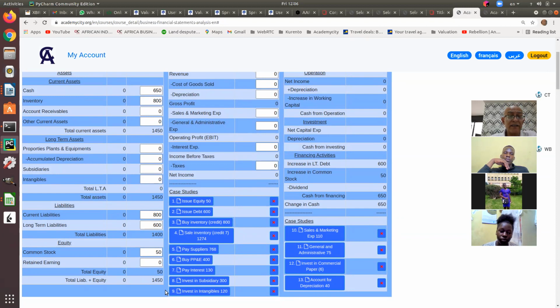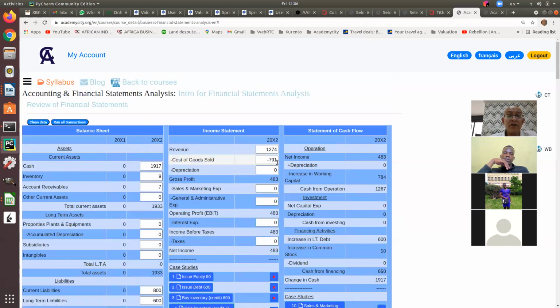Therefore, total liability plus equity will equal 1450. Accounting identity remains. Next, the hard transaction. We sell some of the inventory. We sold it for $12.74, but we gave credit to the customers. We gave a credit of 7 to the customers. So our cash doesn't go up by the total $12.74. It goes up by only $12.74 minus the 7. But the total of cash and accounts receivable together goes up by $12.74.